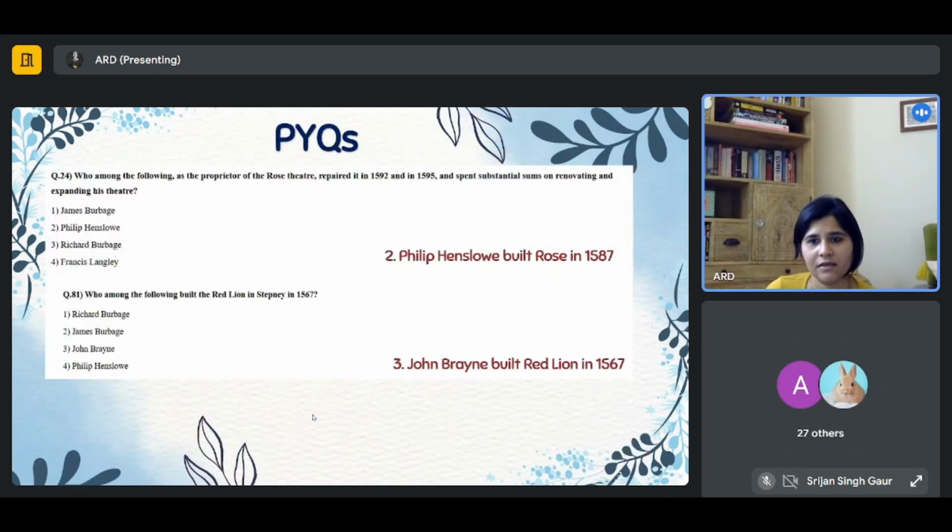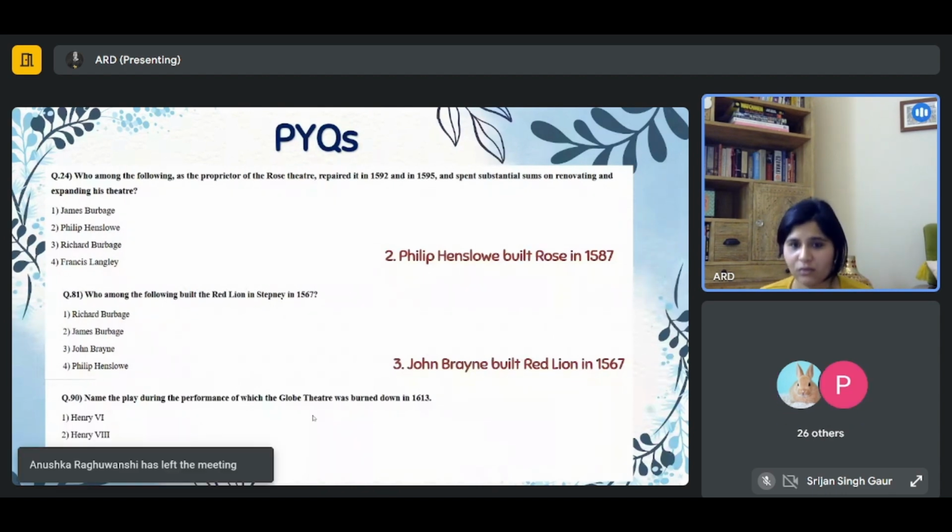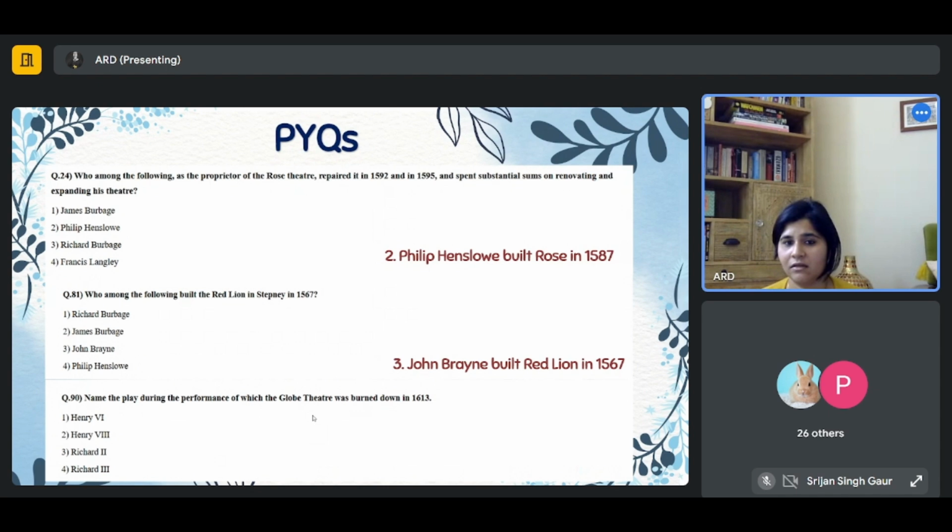So this we covered. Now this question, quickly, it is a very easy question. Name the play during whose performance the Globe Theatre burned down in 1613. Ma'am, Henry VIII. Ma'am, second. Yes, all of you are right, Henry VIII.